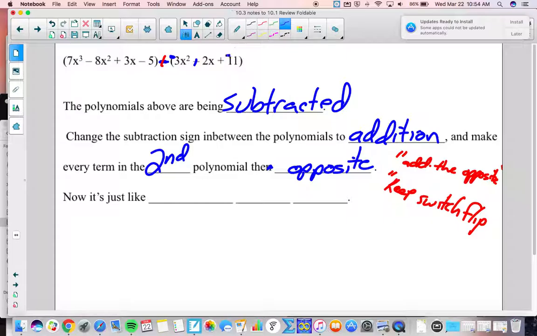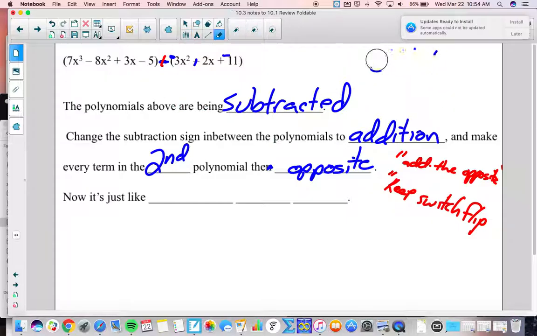A positive 11 becomes a negative 11. Now, people ask, well, what about over here? We keep everything in the first polynomial the same. It's just like if we were to take 5 minus negative 4. We keep the 5 the way it is, but we add the opposite over here with subtracting a negative. It's the same as adding a positive.